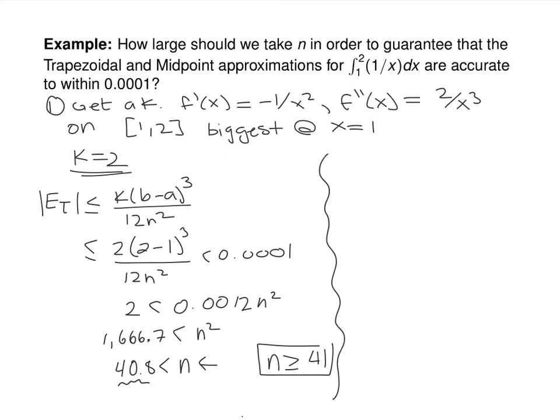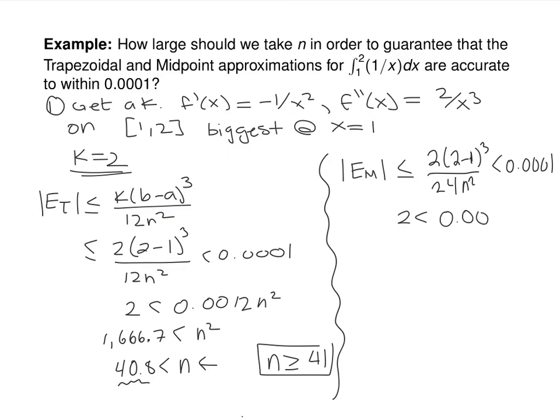Now for the midpoint rule, the error is the same idea, same k. So (2 minus 1) cubed, but now it's over 24n squared. We want that to be less than 0.0001. Multiply the 24n squared over, and we'll have 2 is less than 0.0024 n squared. Divide by 0.0024, and you get 833.3, once again an approximation, is less than n squared.